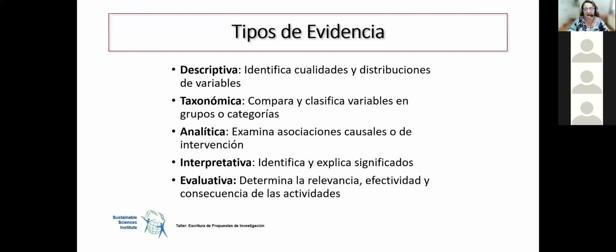And we also have interpretative evidence that is based on phenomenology or social sciences, which helps us go deeper in the interpretation of the results. And this is essential evidence to answer the complexity of health processes. And then we have the evaluative evidence that allows us to determine the relevance, effectiveness, and consequences of the activities.